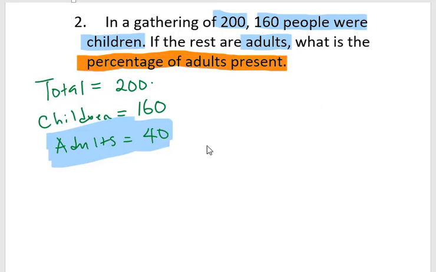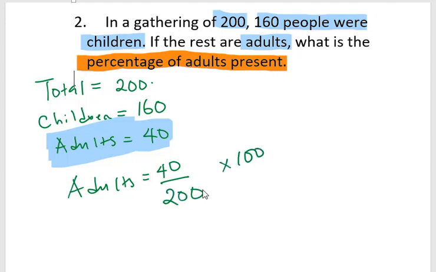Okay, for me to get the percentage of adults, just simply say adults equal to, what's the number of adults? 40 divided by the total number of persons in this gathering, which is 200, then multiplied by 100. So this 20 can cancel out this 20, and then 2 here is 1, 2 here is 2, so you can take the 0 up. So 20 times 1 is just 20. So adults happen to be 20%, and it makes sense that way.